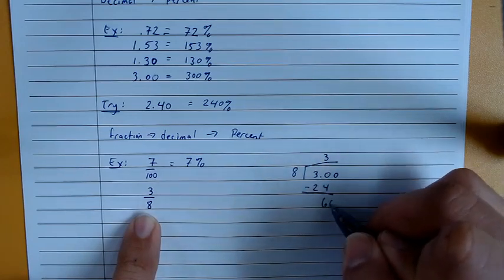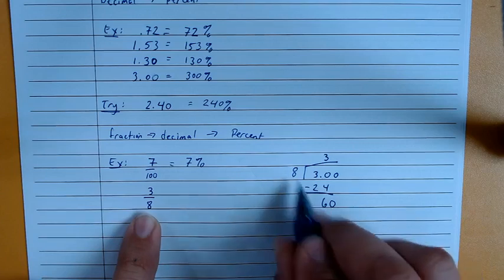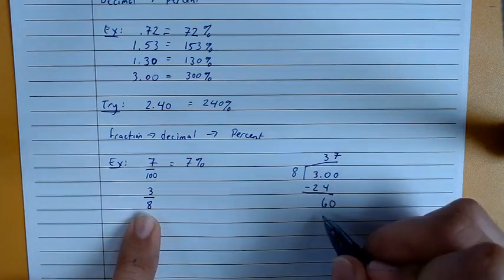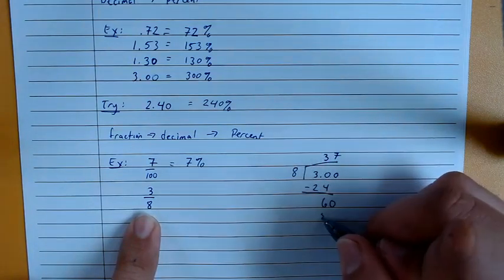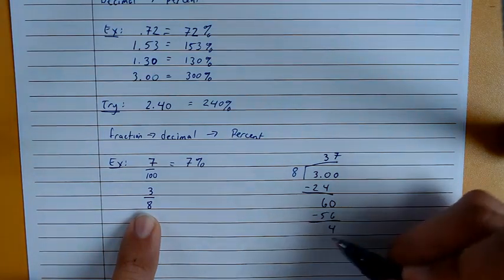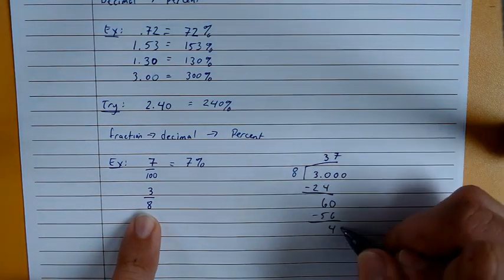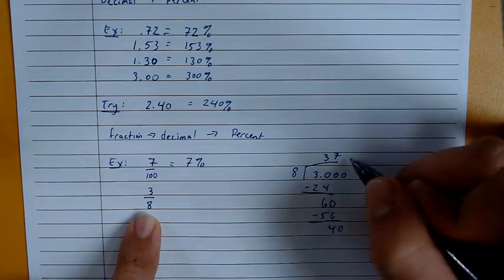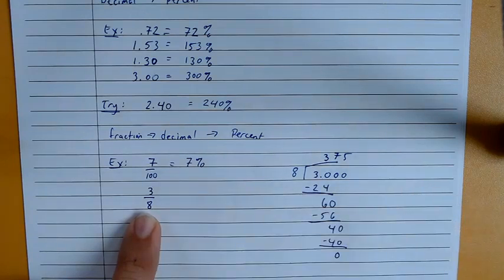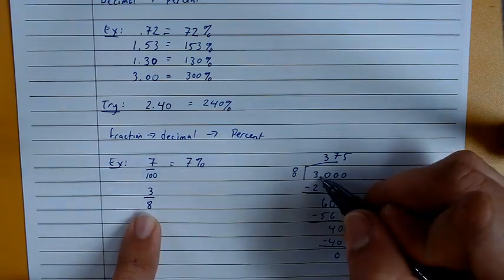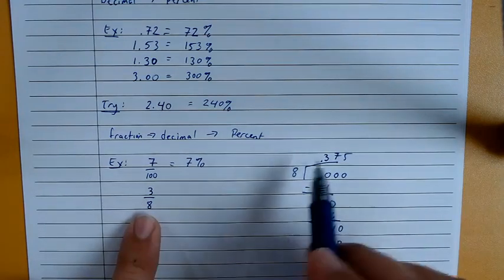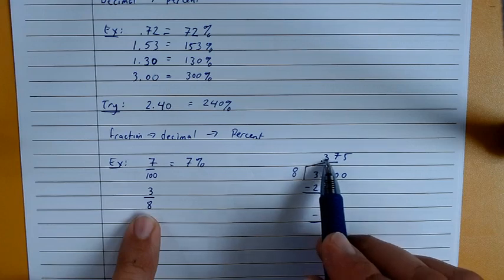Let's bring down that 0. 8 goes into 60 7 times. 8 would be too big. 8 times 8 is 64. So 8 times 7, that's 56. We'll subtract that. That gives us 4. Okay, we still have a remainder. Let's keep going. Let's put another 0. Drop it down. 8 goes into 40 5 times. 8 times 5 is 40. Now we don't have a remainder. Now we're done. So we'll take this decimal, pick it straight up, and there we go. 3 divided by 8, 3/8 is the same as 0.375.